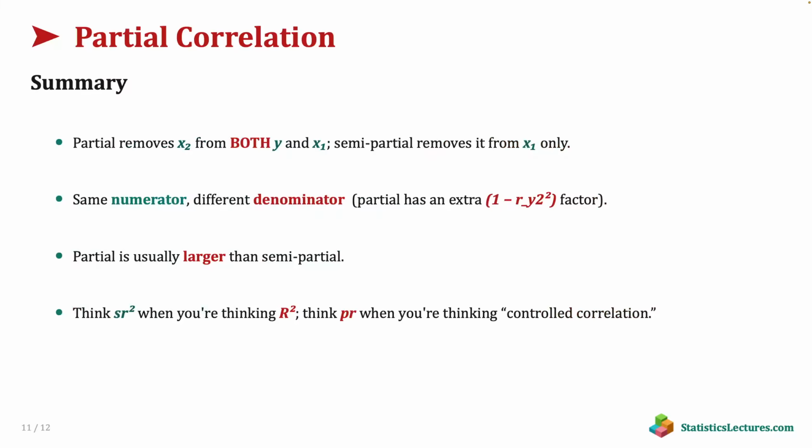So to recap what we've learned here, partial correlation strips x2 out of both y and x1, whereas semi-partial strips it out of x1 only. Algebraically, they share the same numerator, but the partial has an extra 1 minus ry2 squared term in the denominator, which makes the partial larger whenever y and x2 have any relation to each other. So here's a rule of thumb. When your mental model is r squared and explained variance, think about SR squared. When your mental model is about controlling for a confounding variable, think about PR. Same math, just a different emphasis.